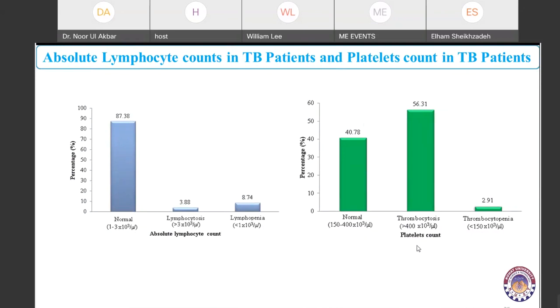And for the platelet count, about 60% had some complication of thrombocytosis or thrombocytopenia. Thrombocytosis was 56.31%, and thrombocytopenia was 2.91%, which is important to be studied. A very important complication found in 2.91% of TB patients.